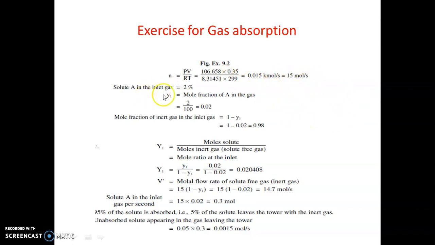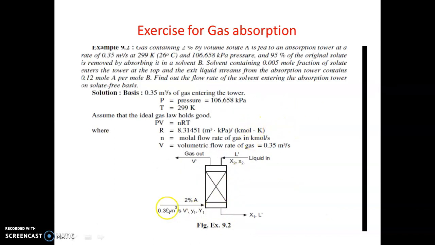So the solute gas inlet is 2%. Small y1 is the mole fraction of A in the gas. So this is the small y1.